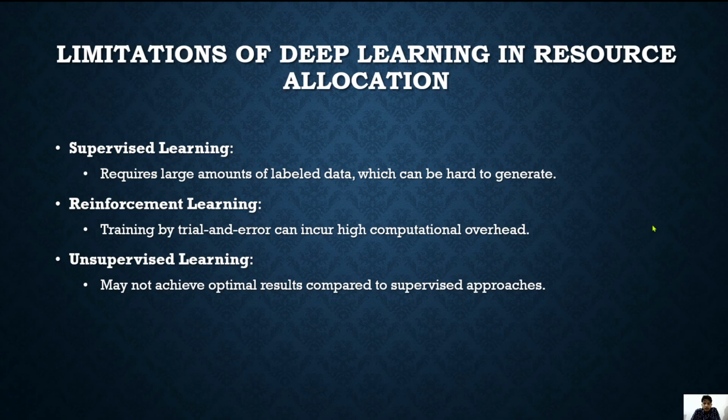Limitations of deep learning in resource allocation. Supervised learning requires a large amount of labeled data which can be hard to generate. Reinforcement learning. Training by trial and error can incur high computational overhead. Unsupervised learning may not achieve optimal results compared to supervised approaches.